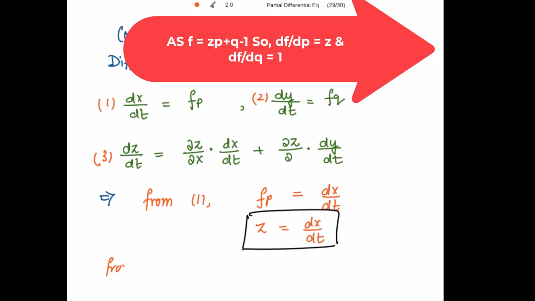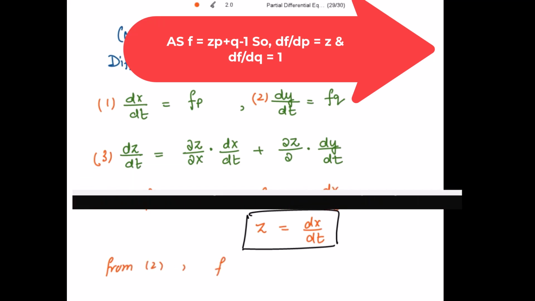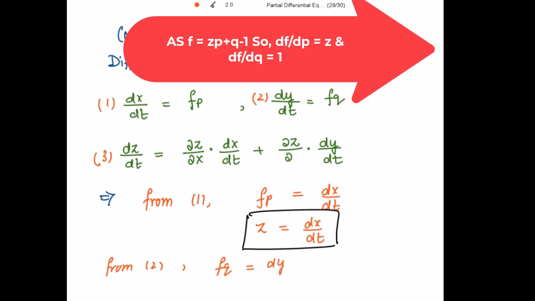And then from 2 we have fq to be equal to dy by dt. So from here we get 1 to be equal to dy by dt. That further implies if we integrate both the sides, we get y to be equal to t plus constant. Let me take that constant to be c1.